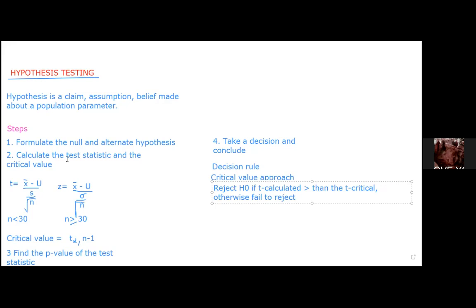If the test statistic is greater than the critical value, reject H0. The test statistic is the T calculated and the critical value is the T critical. Reject H0. Otherwise, fail to reject. That's the decision rule for the critical value approach.